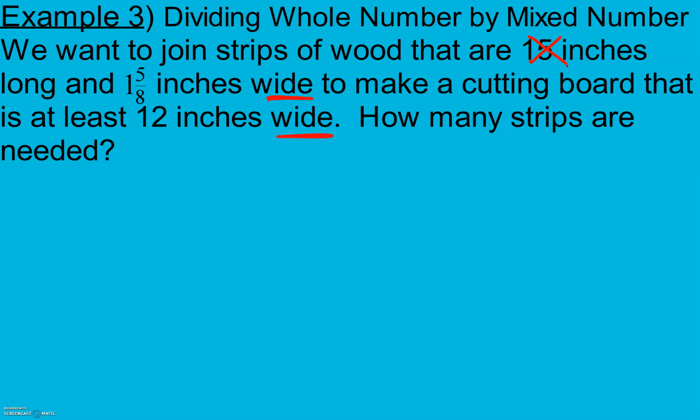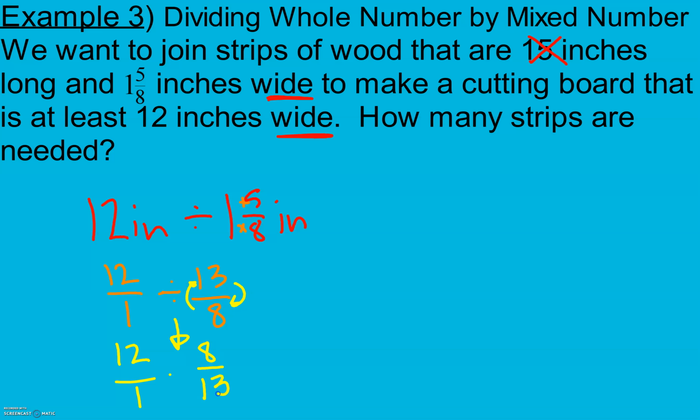So here, I want to take 12 inches and divide it into 1 5/8 inch strips to figure out how many I need. If I have this many times, whatever amount we're looking for gives us 12. So we divide. I'm going to go ahead and write these as improper fractions. 8 times 1 plus 5 gives me 13 over 8. I change from division to multiplying by the reciprocal, 8 over 13.